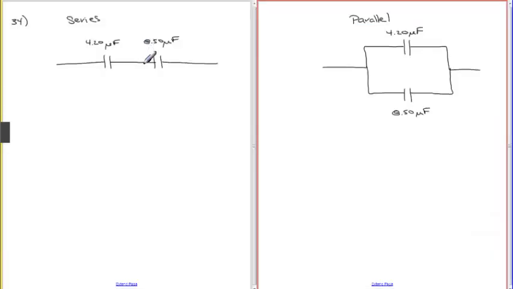This is problem 34 in chapter 16. And we're just asked to find the equivalent capacitances of two capacitors. Here on the left-hand side, we have them shown in series. On the right-hand side, we have them shown in parallel.